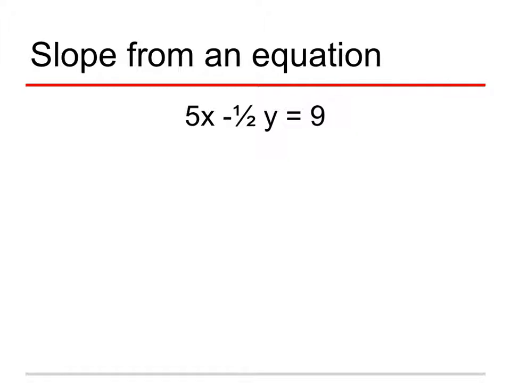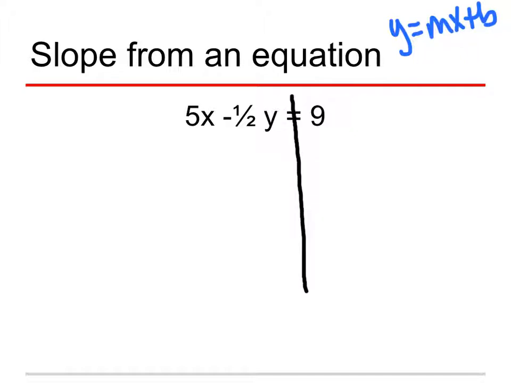Alright, underneath the tab, you're going to write this on your own paper. Here's our next example. I'll give you a minute to write it down. 5x minus 1/2 y equals 9. This does not say y equals. In order to find our slope, we have to have y equals mx plus b. So we're going to solve this equation for y. That means you have to get the y by itself.